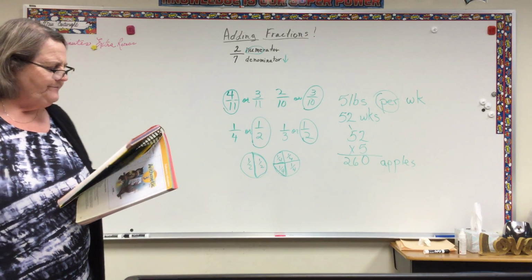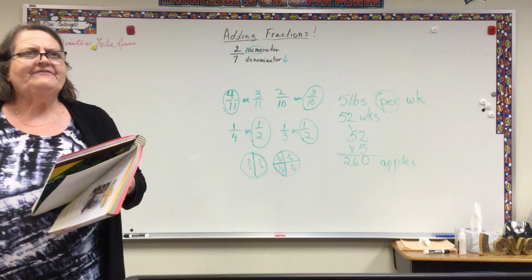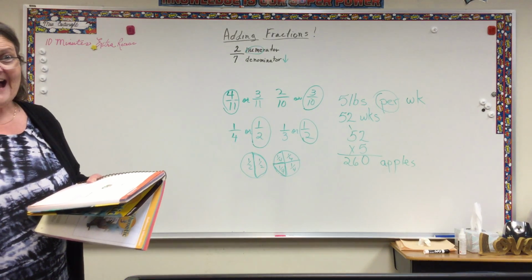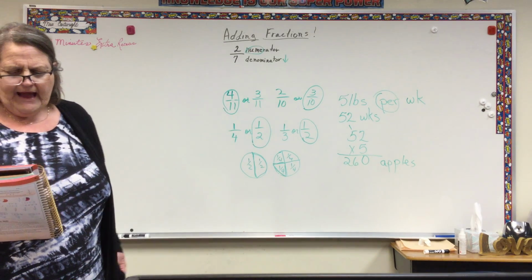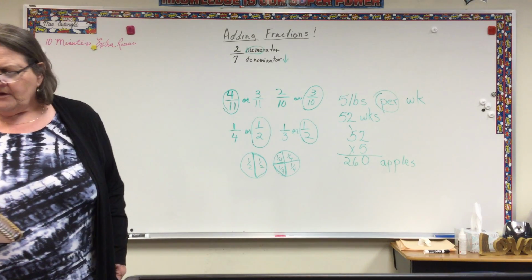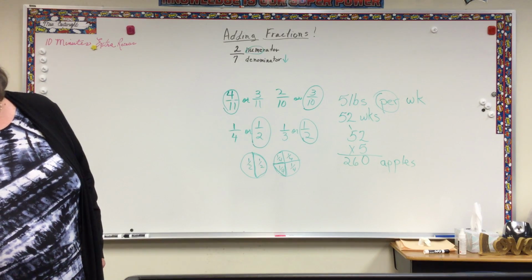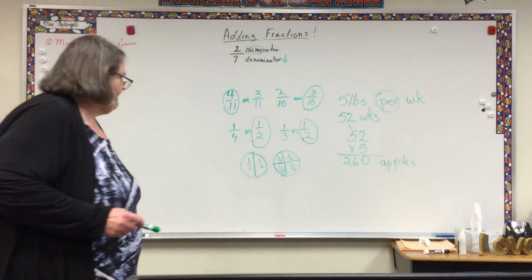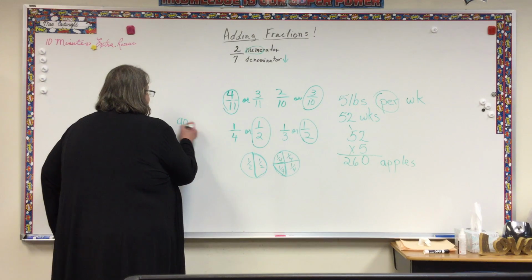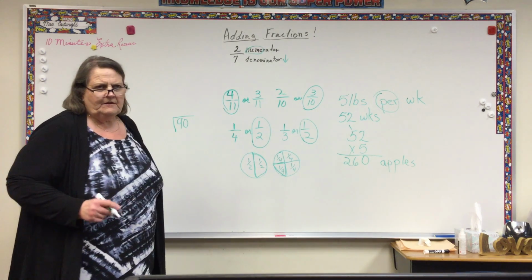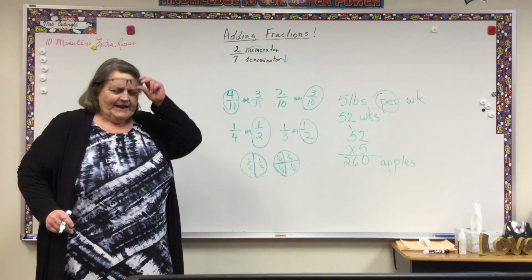Okay, let's look at the next one. The bakery made 90 hot dog buns. They divided, what did they do? Divided them evenly into packages of 6. How many packages did they make? Well, we have 90 hot dog buns. And they said they were going to divide it by how many? 6. So we're going to divide 90 by 6.